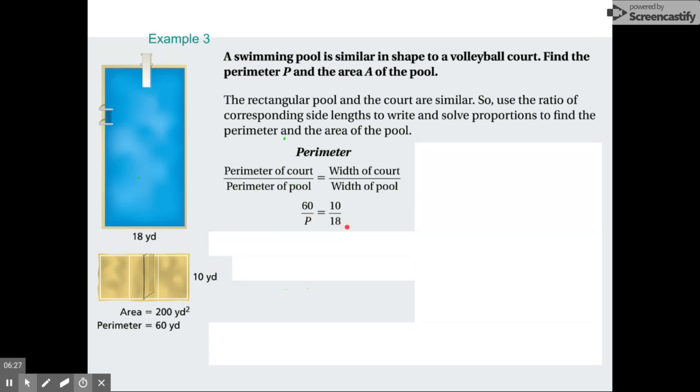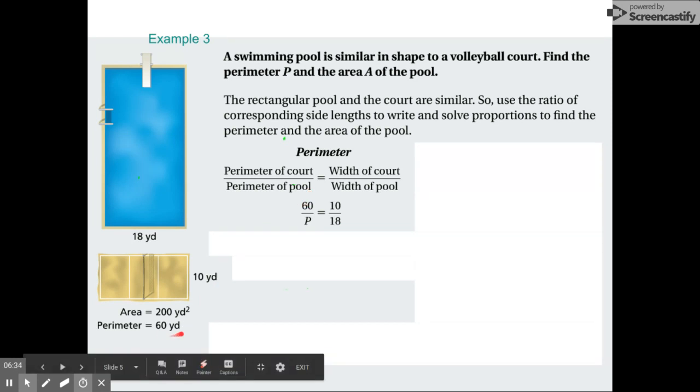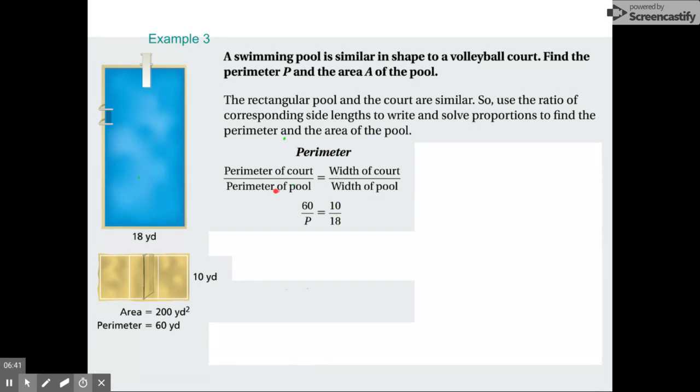Please notice, if we put the 60 in the top of the ratio, that means the perimeter of the court is on the top, so the side length of the court would be on the top in the other ratio. Now to solve these, remember we can use cross products. 60 times 18 equals 10 times P. 10P equals 1080. Dividing, P equals 108. So the perimeter of the pool is 108 yards.